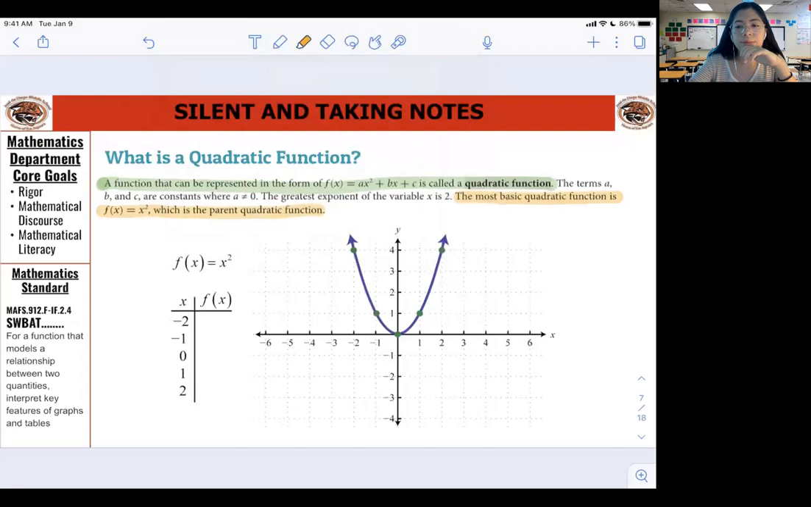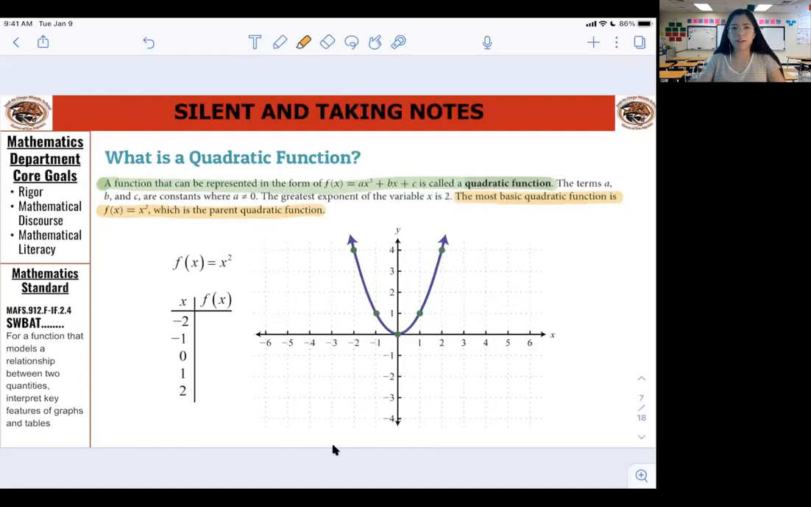A function that can be represented in the form of f of x equals ax squared plus bx plus c is called a quadratic function. Good. The terms a, b, and c are constants where a does not equal 0. The greatest exponent of the variable x is 2. The most basic quadratic function is f of x equals x squared, which is the parent quadratic function. Awesome, thank you.